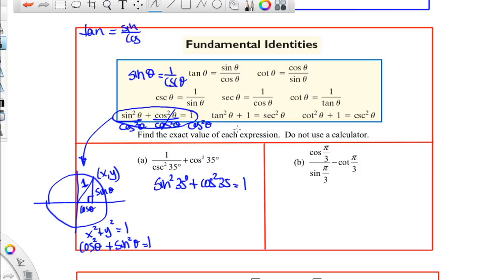Because they're related this way. So that's how the tangent squared plus 1 equals secant squared comes out. Maybe you can figure out now how to get this one over here.